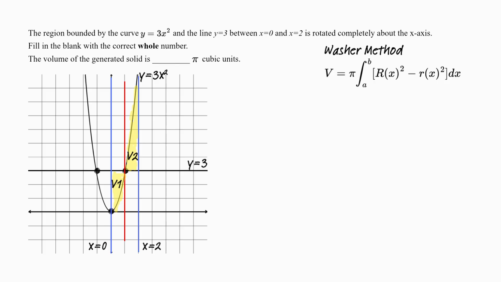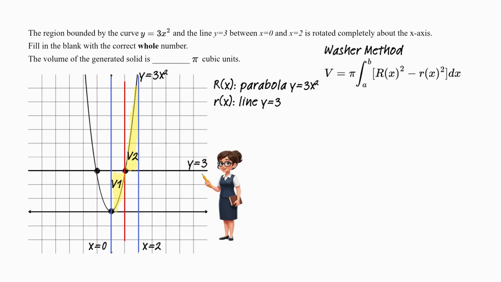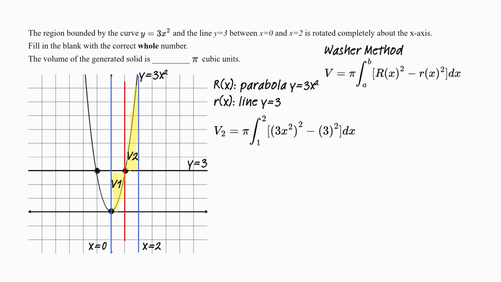Now for the second half. Between x equals 1 and x equals 2, the parabola y equals 3x squared is now further from the x-axis, making it the outer radius. The line y equals 3 is now the inner radius. Volume 2 equals pi times the integral from 1 to 2 of the quantity (3x squared) all squared, minus the quantity 3 squared, dx. Notice it's just the reverse of the first one. Simplifying the integral, we get volume 2 equals pi times the integral from 1 to 2 of the quantity 9x to the fourth power minus 9, dx.